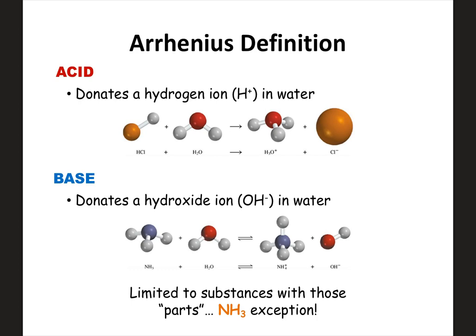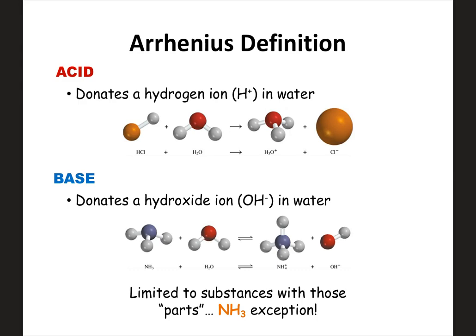But the problem with this is that it can't be the end-all be-all definition of acids and bases. If a substance doesn't have those parts, the H plus or the OH minus, it could still be an acid or a base. Think about NH3. NH3 is a base, but it doesn't have the OH minus in it. So we have to further refine our definition, but these definitions of acid and base work really well in most situations.